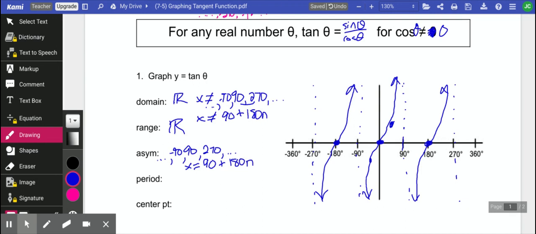And the period, remember, is how long it takes to get through one full cycle. So the period of this is going to be 180, or if we're in radians, it's going to be pi. This is different than sine and cosine. Sine and cosine, remember, were 360, or 2 pi. And then the center point, that first center point happens at 0, 0, and the center points happen every 180 degrees. We'll talk about some transformations in the next video.